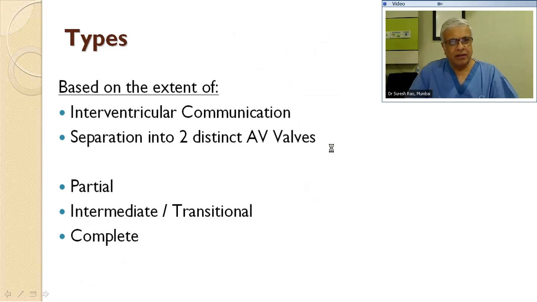Now, coming to the types of AV canal, the types are based on the type of interventricular communication and also separation into two distinct AV valves. So therefore, you have partial types of AVSDs, intermediate or transitional types of AVSDs, and complete types of AVSDs. Let's see what these three types are.